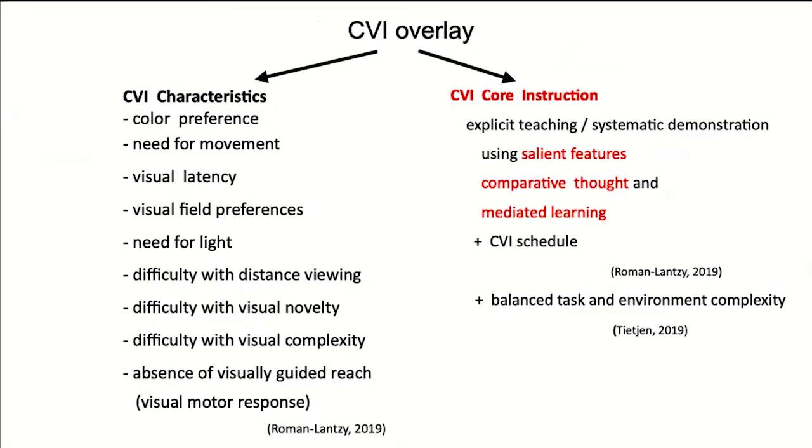So you see the CVI overlay, including the CVI visual and behavioral characteristics listed there. I'm going to be going into each one of them, showing you some examples from my grandson, so I won't read them here. And you see that I've mentioned the CVI core instruction, which includes explicit teaching and systematic demonstration using salient features, comparative thought, and mediated learning, plus the CVI schedule, and as mentioned before, a balanced task and environment. Because I believe that with ongoing assessment, current knowledge of CVI characteristics, and CVI core instruction, we can provide appropriate accommodations and interventions that are visually accessible for the individual with CVI throughout his or her day.